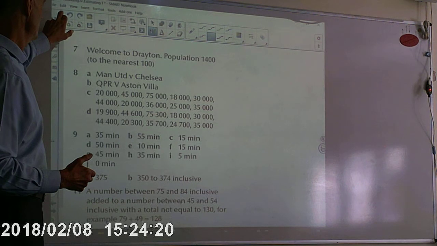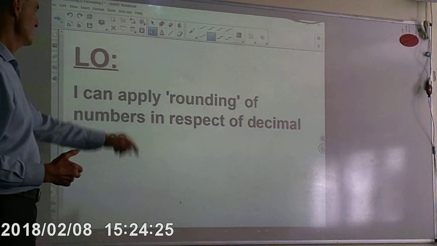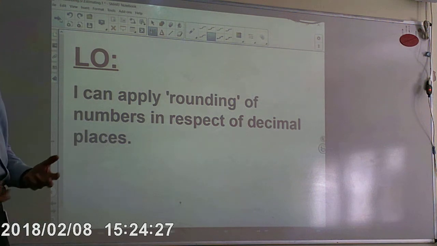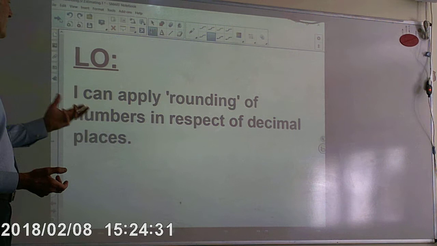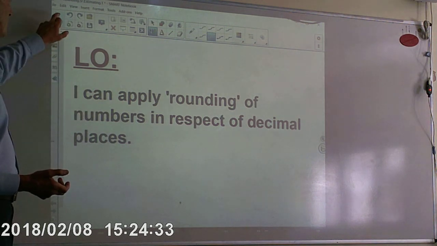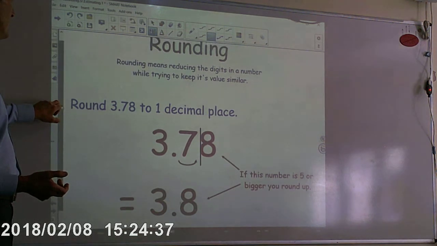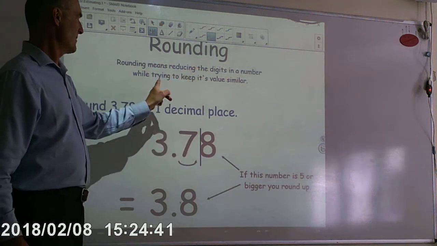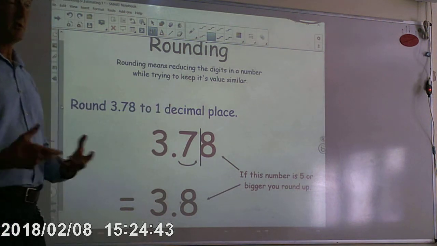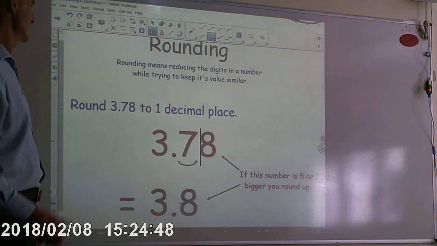Now, what I'm more interested in making sure is rounded decimal places. This is something you're going to have to do in your calculations on a regular basis. You need to understand rounded decimal places. So, an example there. Rounding means reducing the digits in a number while trying to keep its value similar. Same as what I said earlier on. You're trying to make life easier for yourself.